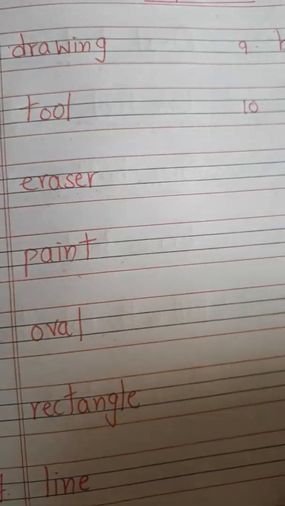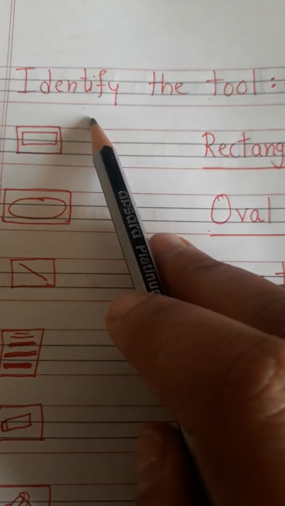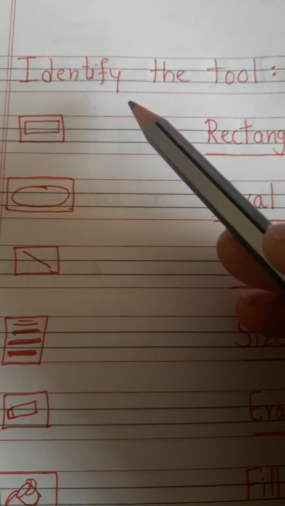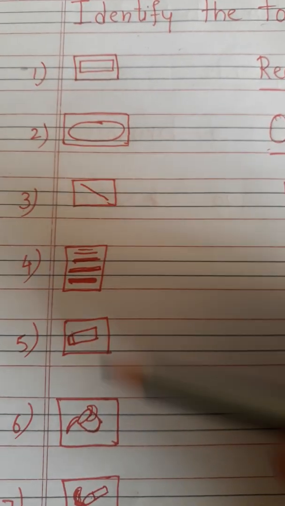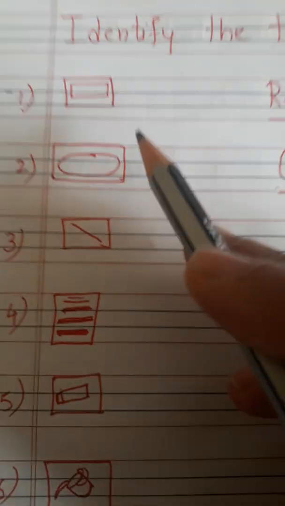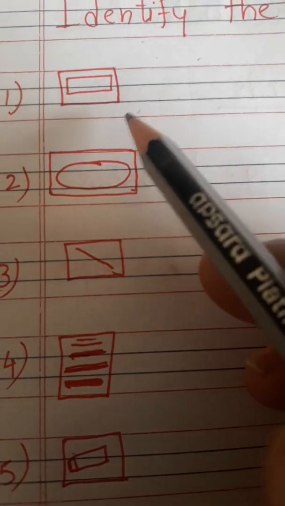Okay, now another thing which we will do in the notebook is identify the tool. Identify means you should know. You have to identify, pehchanna, the tools. These are the tools that you have learned the usage of, right? Now you have to identify which tool this is. For example, look at this one. Number 1, which tool do you think it is? This outer part is the box. The tool is inside the box. Every tool has a box as a boundary.